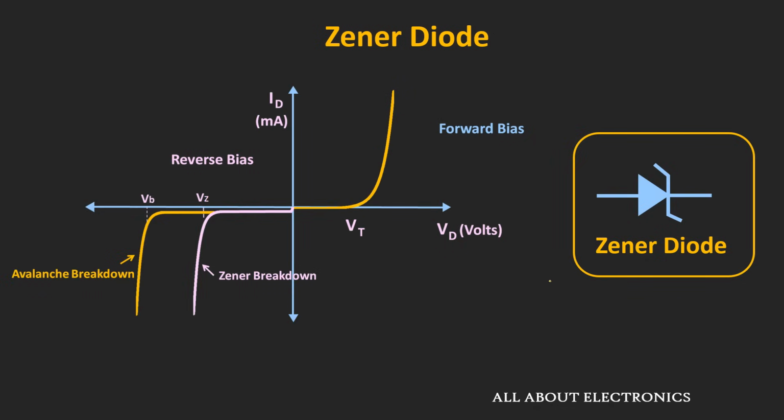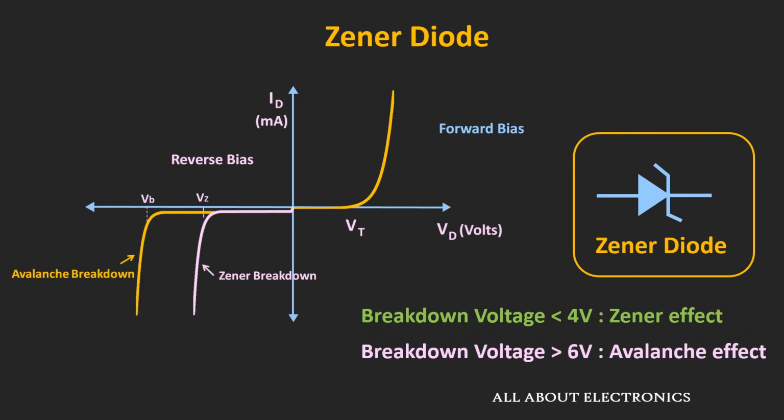For the Zener diodes where the breakdown voltage is less than 4 volt, the Zener effect is the predominant effect. On the other end, for the Zener diodes whose breakdown voltage is more than 6 volt, the avalanche effect is the predominant effect. We have already discussed these two effects in the previous video, so for more information, you can check that video. But irrespective of the breakdown mechanism, all the diodes which are meant to be used in this breakdown region are known as the Zener diodes.